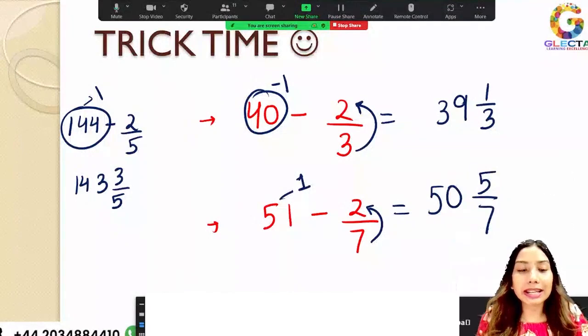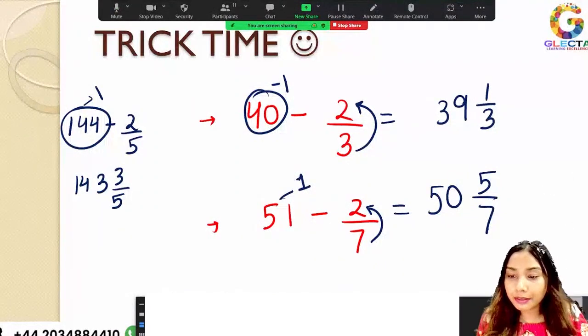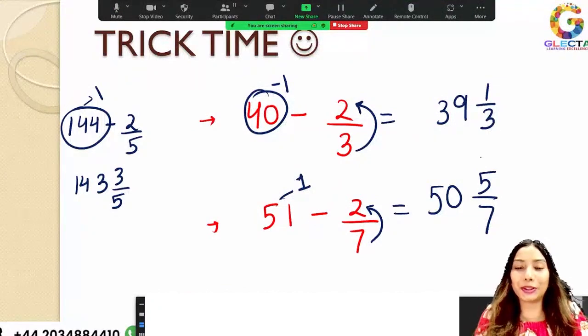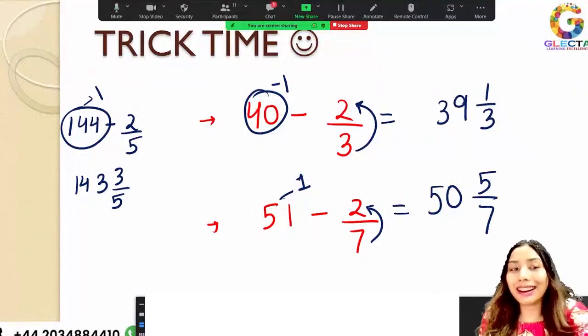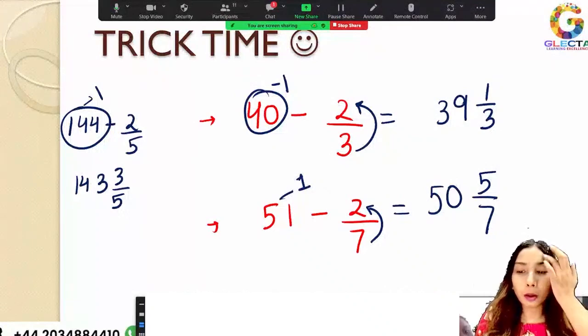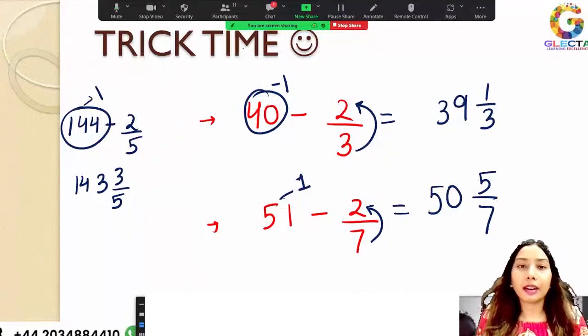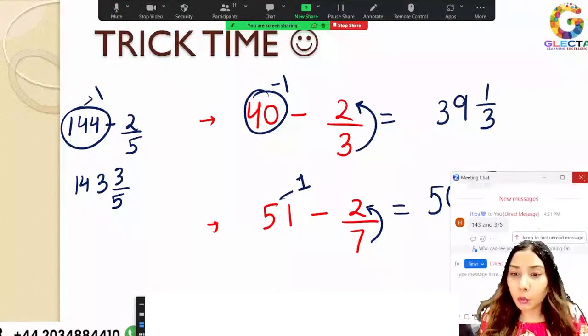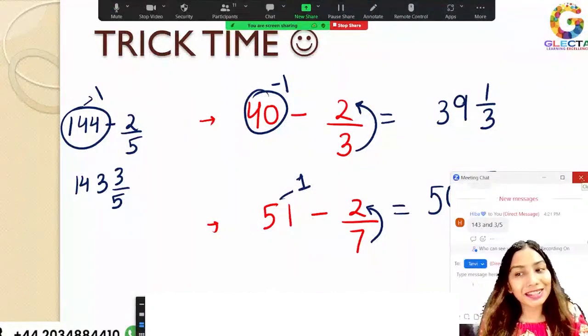Most of the students are getting the correct answer. Jason, should I explain the trick again? No, you got it right. Don't rush, okay? Always think about it. You still have 8 seconds. You can get the answer, but always before you send, just check, okay? All right. Now I'm moving towards the next. Yes, Hiba, it's correct.